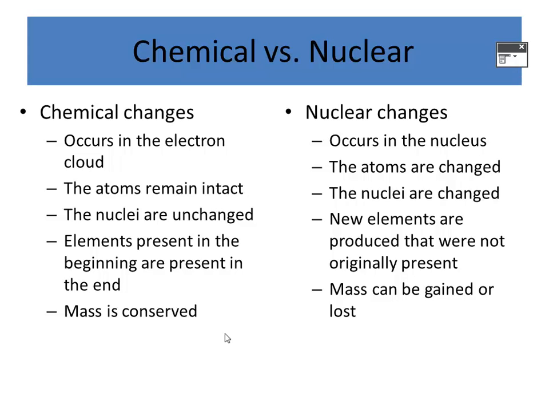A nuclear reaction is very different. Nuclear changes, like in the root of the word: if it's a nuclear change, it changes the nucleus. So if we change the nucleus, we're changing the types of atoms that we have. The nuclei aren't the same. And if we change the nucleus, a new element is produced. And mass can be gained or lost. Okay? So we can create mass and we can lose mass.